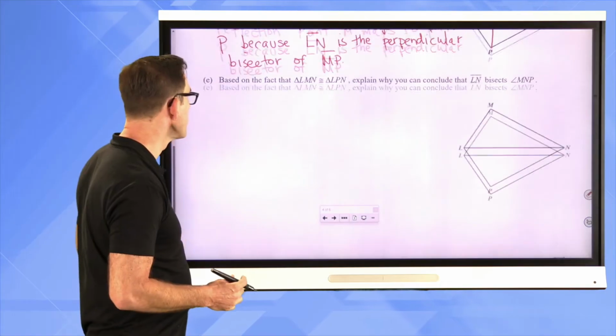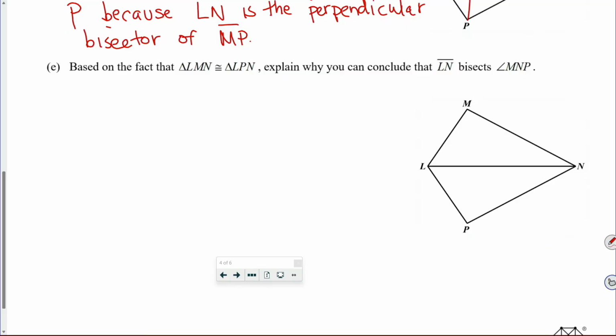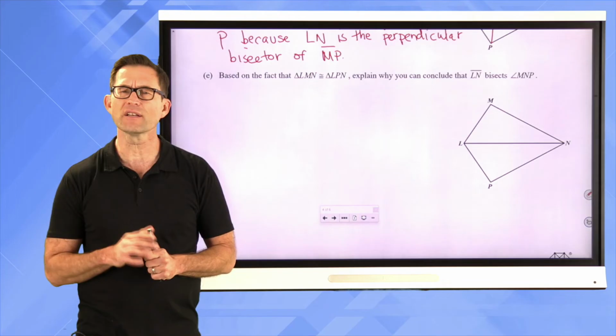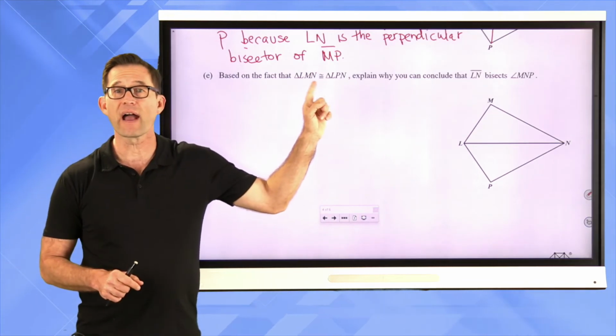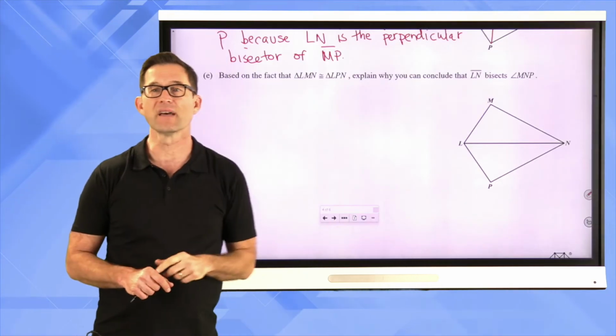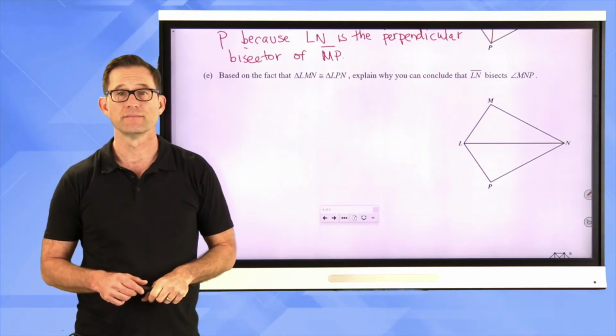Okay, final little piece, letter E. Based on the fact that triangle LMN is congruent to triangle LPN, explain why you can conclude that LN bisects angle MNP. Ooh, this is a good one. Pause the video now and see if you can explain, just based on this fact now, why we can now say that LN bisects angle MNP.